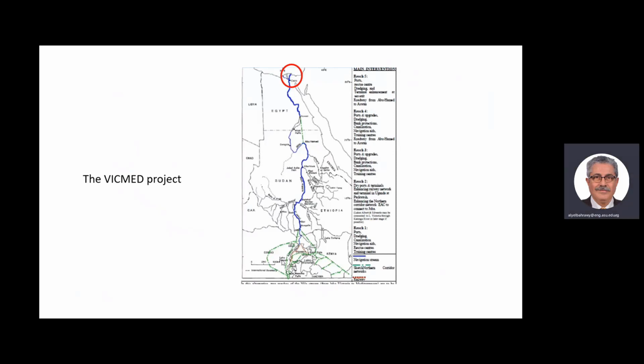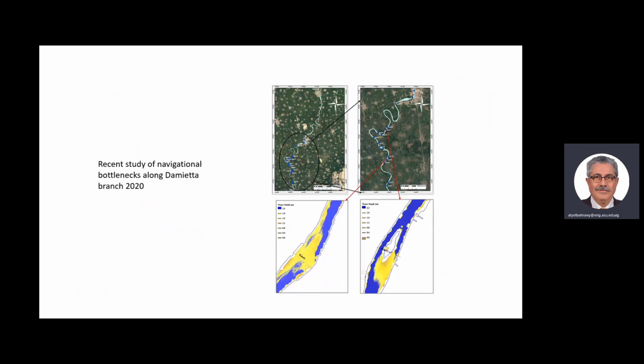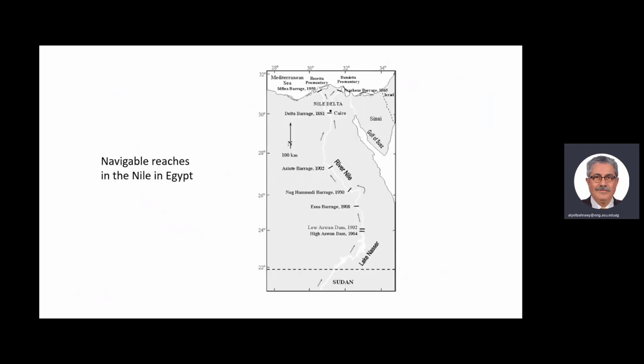Another project that may not be known by most of you is called the VicMed project. It's an Egyptian initiative to help the Nile Basin countries, and it's called VicMed because it's a navigational route that connects the Mediterranean Sea to Lake Victoria, as you can see in the map. The red circle here I did because Egyptian scientists, especially in the Ministry of Water Resources and Irrigation, are doing research around the route of the VicMed project, and this is an example of the study of navigation bottlenecks along the Bietta branch using field survey and three-dimensional simulation models.